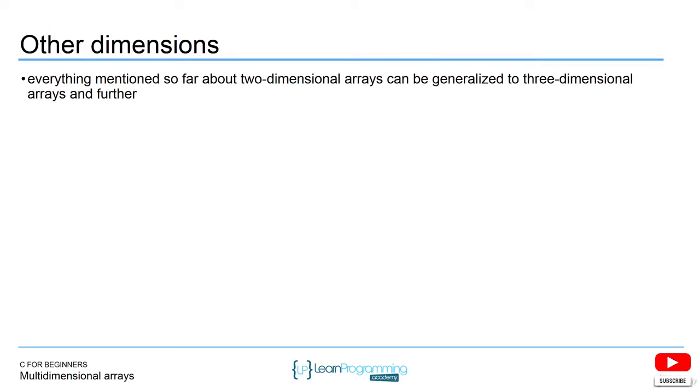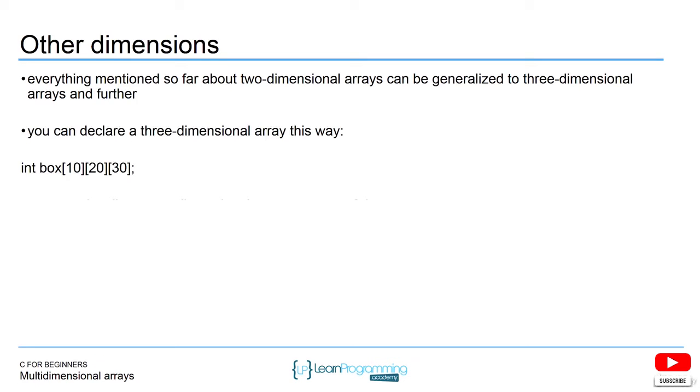Now, just because we said that we have 2 dimensions and we've been talking about that, you can actually have many other dimensions. Everything I've talked about with 2 dimensions also applies to 3, 4, 5 dimensions. So if you wanted to declare a 3-dimensional array, you would do it with 3 square brackets. So here's an array named box of type int of 10, 20, and 30. You might want to use a 3-dimensional array maybe if you were storing XYZ values of some sort.